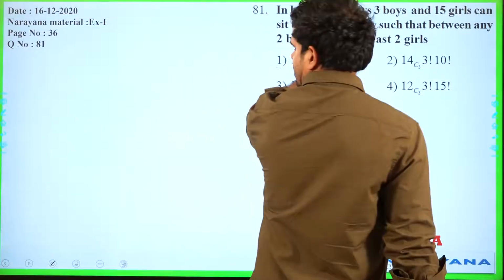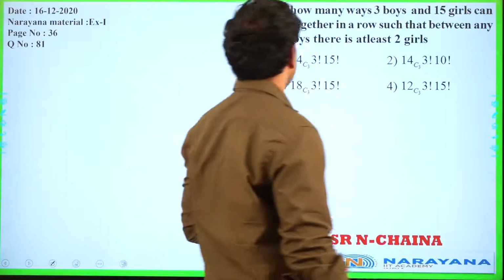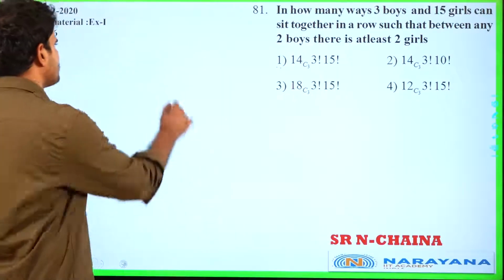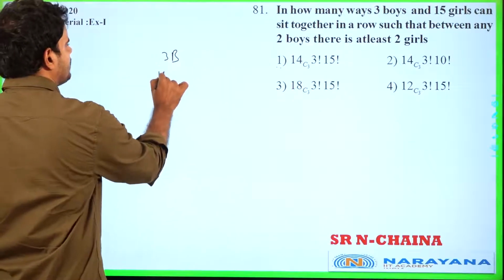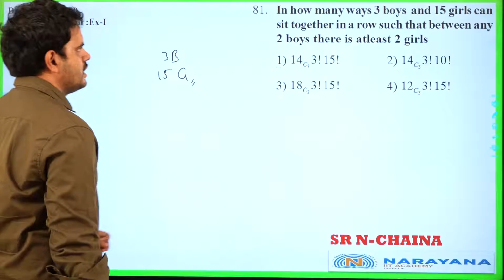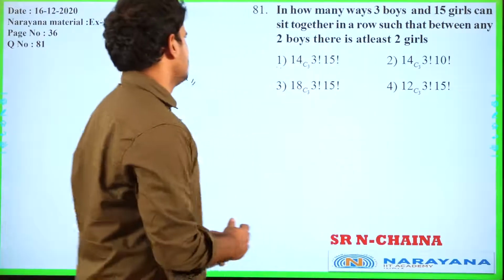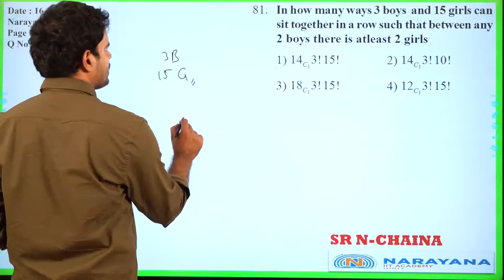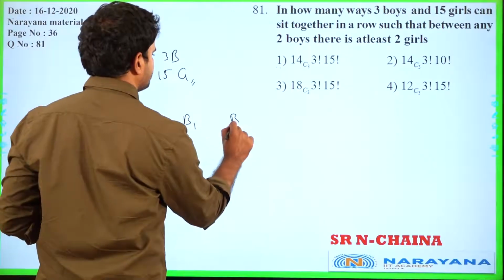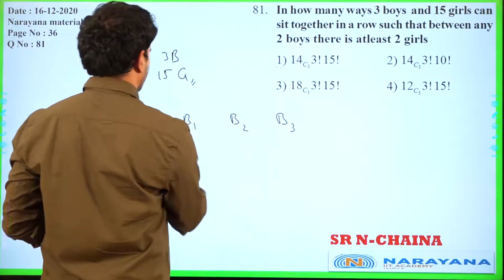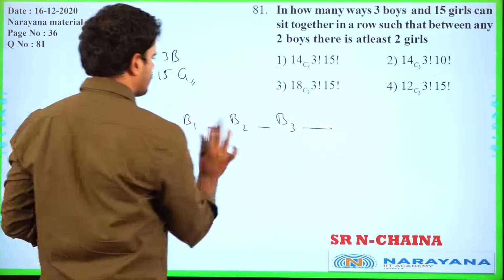In how many ways can 3 boys and 15 girls sit together in such a way that between any 2 boys, there are at least 2 girls. If you look at the boys people, let me take boy 1, boy 2, boy 3. Okay. Here you have what? 4 gaps.